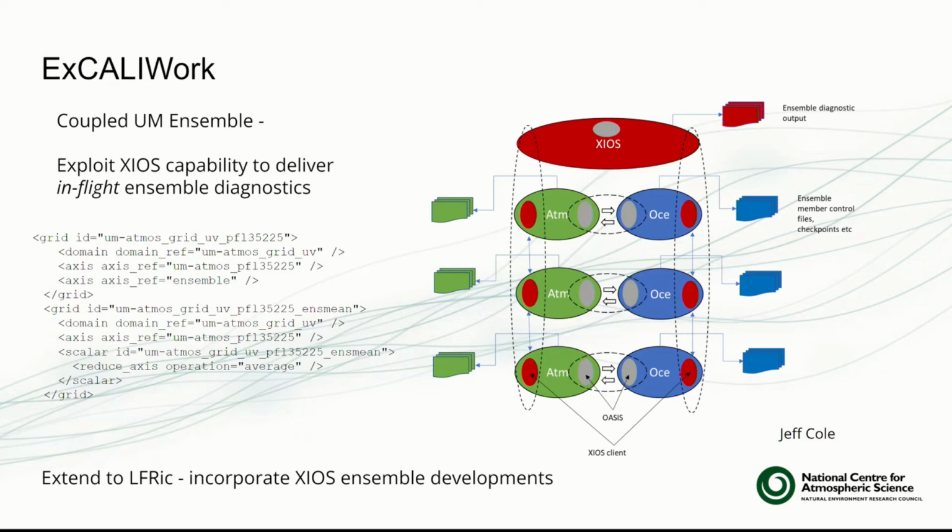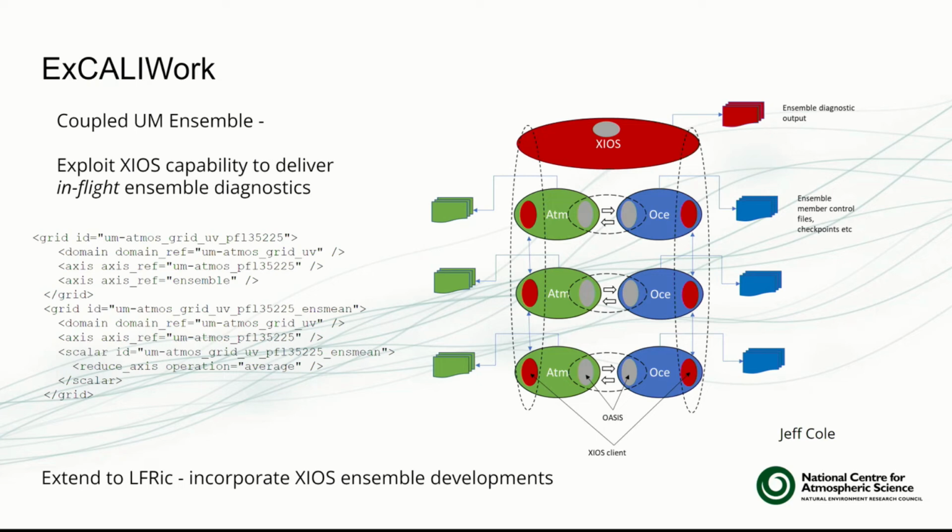So we've been working on XIOS and ensembles for quite a while in the group. We've been successful in setting up an atmosphere-only ensemble. We recently extended that idea to a coupled model ensemble. So this picture is just a representation of the kind of communications in the model. So there's OASIS communicating between the atmosphere and the ocean models. There's a little grey box, and there's a little red XIOS client on each of these individual elements, which are communicating with the XIOS server. And the XIOS clients communicate with each other in order to do the ensemble statistics.